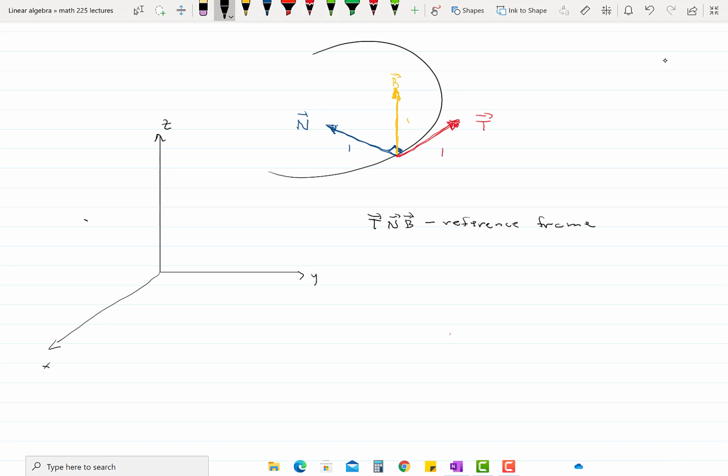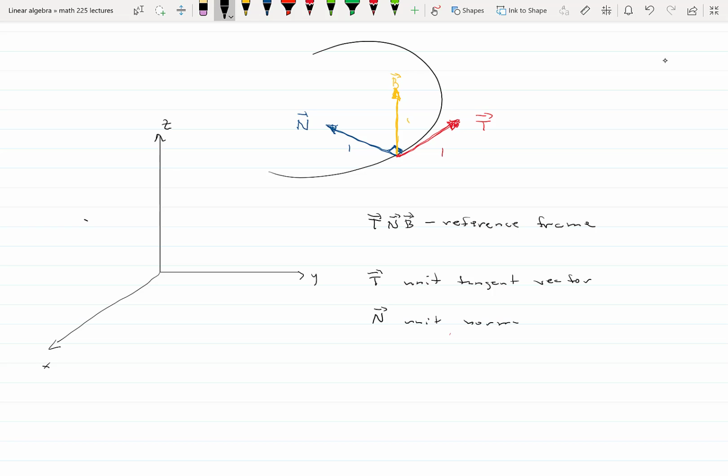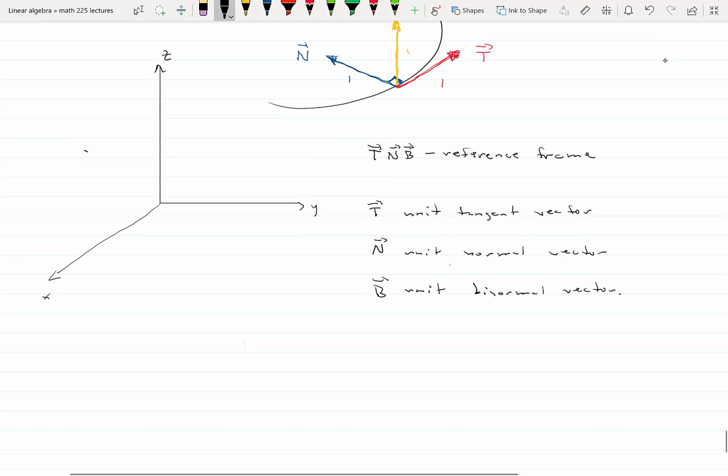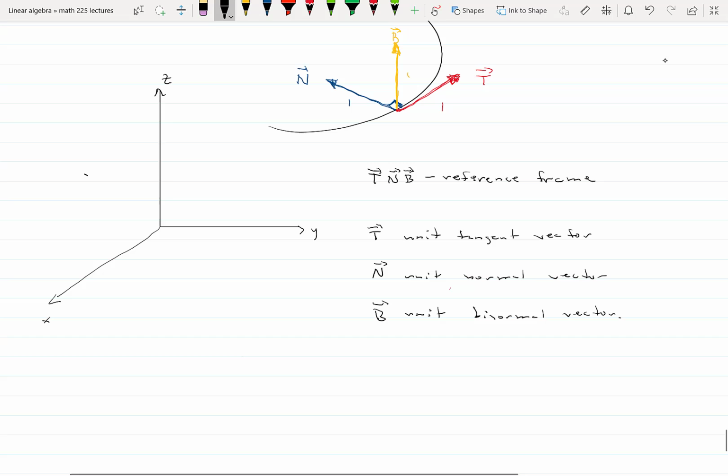Okay, so we know that T is called the unit tangent vector. We have a name for N. N is called the unit normal vector. And B is called the unit binormal vector. Now these quantities are not difficult to find. There are formulas for these, and we'll talk about those in a minute.